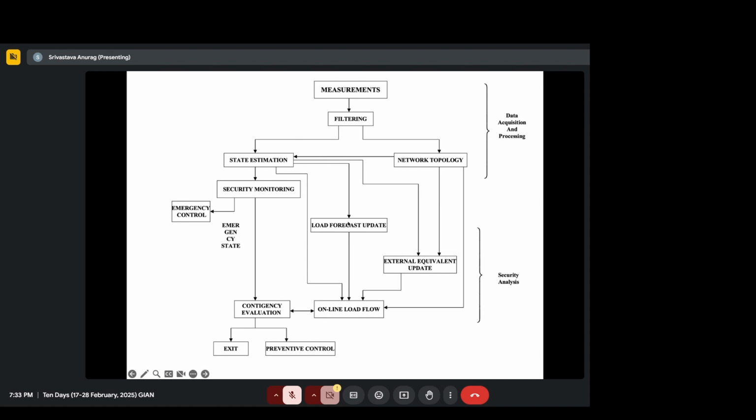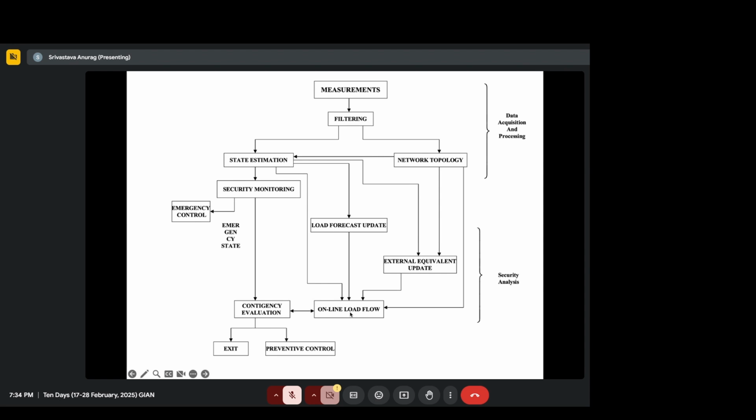Then another thing we do is the load forecast update. So we are doing the weather based load forecast and historical load based forecast, which we take that information, and then we take the network topology, not only the one that we are operating, but how it is tied with the neighboring area, and that's the external equivalent update. And then we take it, and then we solve the load flow analysis, which will help for the contingency evaluation also, right? Because it's related.